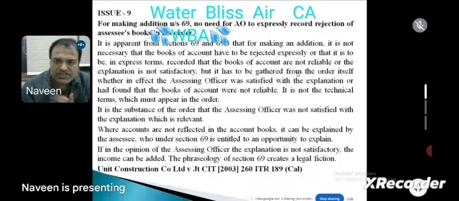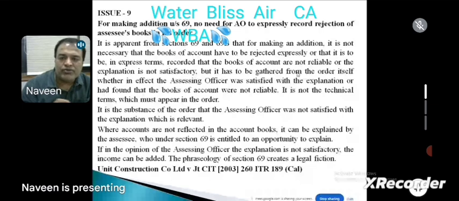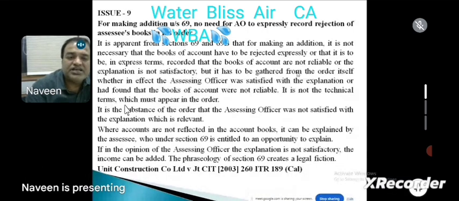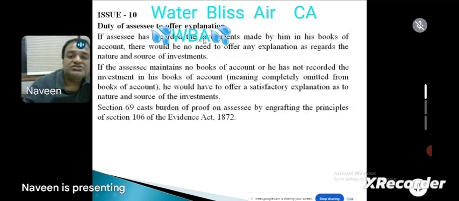The Assessing Officer, before making his addition under Section 69, will not do these things. He is not going to reject the books, or claim that the books of accounts are not reliable, or that the explanation is not satisfactory, but it has to be gathered from the order itself. Whether in effect the AO was not satisfied with the explanation or had found the books of accounts not reliable. It is not the technical terms which must appear in the order. It is the substance of the order that the AO was not satisfied with the explanation, which it is the duty of the assessee to offer.